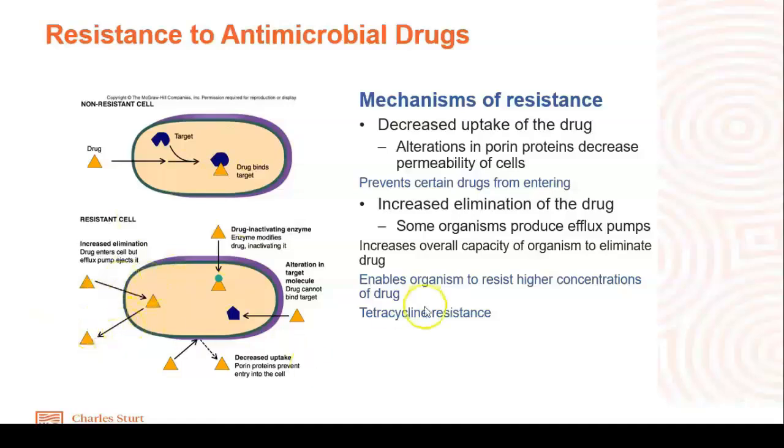Okay, so this will allow the organism to resist higher concentrations of drugs. An example of that is some microbes develop their resistance to tetracycline in this way. And you can see these other two here where there's an alteration in the target molecule, so the drug can't bind to the target any longer, and also these drug inactivating enzymes that I mentioned on the previous slide, where the microorganism produces an enzyme that modifies the drug and therefore inactivates it.